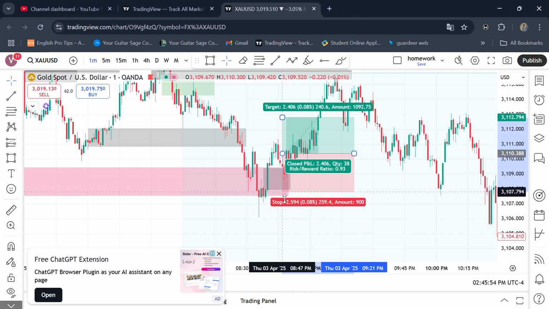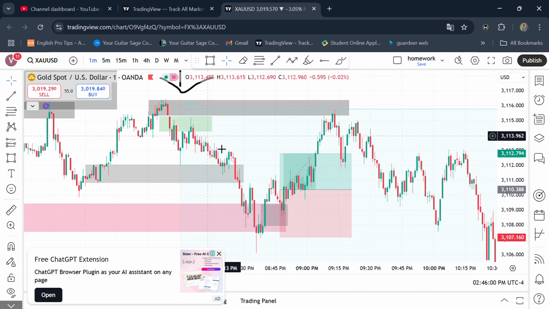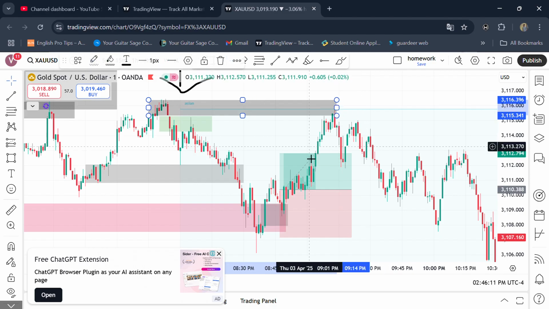Let's say here, the stop loss below this. So where will be your target? It will be this order block or liquidity. Mostly this order block because it wasn't taken. Only its FVG was tapped.